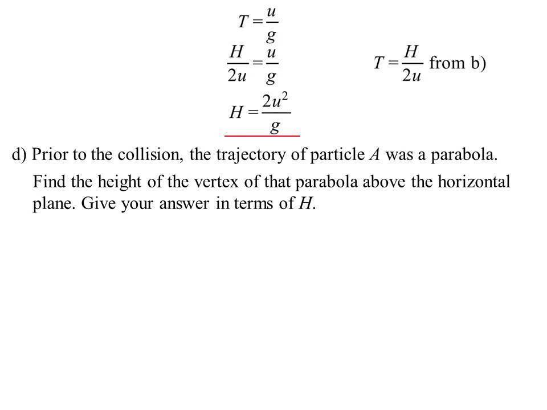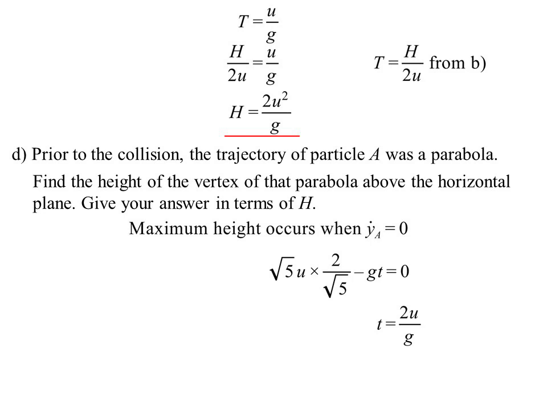Prior to the collision, the trajectory of the particle A was a parabola. I guess once they hit, it sort of went off in different directions. Find the height of the vertex of that parabola above the horizontal plane. Well, maximum height would give me the vertex. It's basically asking what's its greatest height. So maximum height is going to occur when vertical velocity is equal to 0. So root 5u times 2 on root 5 minus gt is 0. T equals 2u on g, which is h on u.